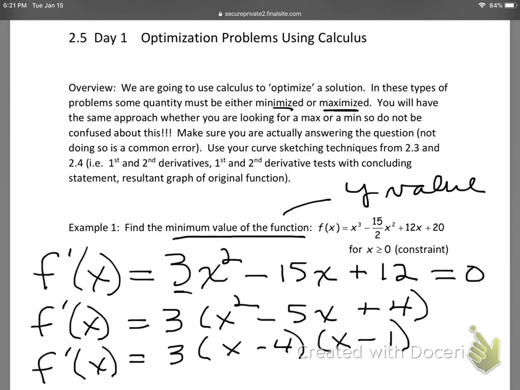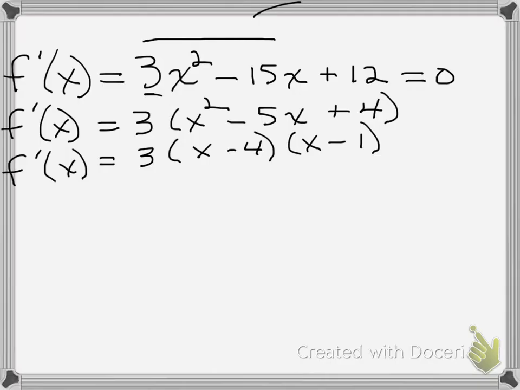Okay, I'm going to move this up in just a second, so let me just stop the video for a minute. Alright, so I've moved this to the next page. So what I can see right now, if I set this factored function equal to 0, my critical values will be positive 4 and positive 1. Okay, there's no x involved with 3, so I'm not getting another critical value there. So my critical values, which are x values, are x equals 1 and x equals 4.